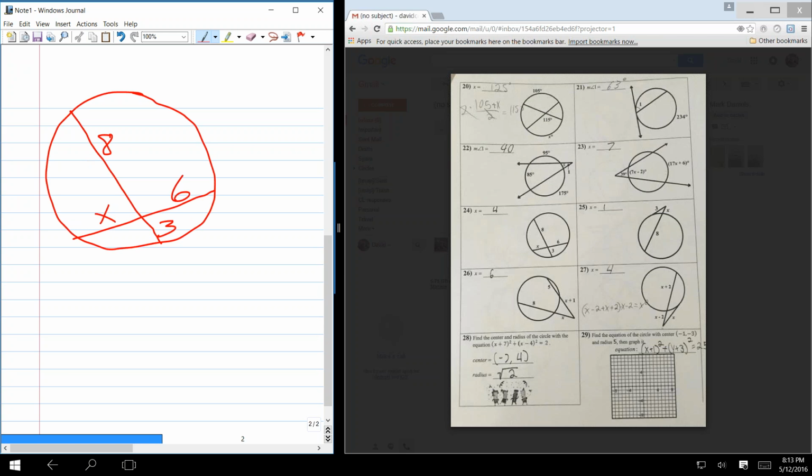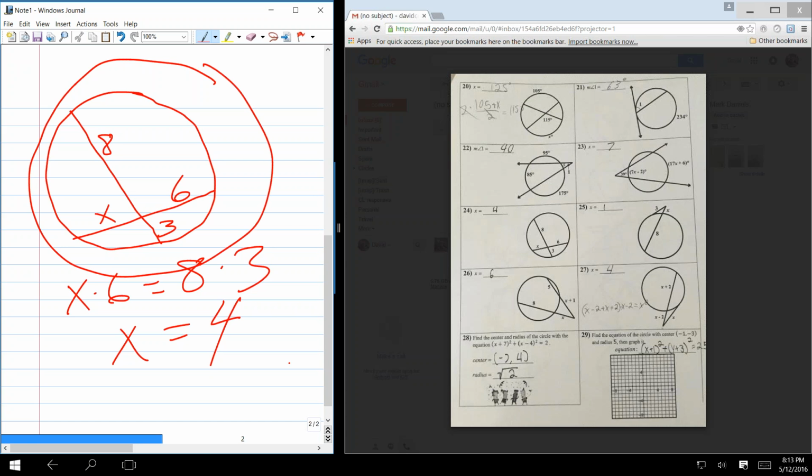What formula can you write? What equation can you write here? So you can do x times 6 is equal to 24. Equals 8 times 3. And then x equals 4. Cool. Now, that's real simple to remember. One segment times the other part of the segment is equal to this segment times this segment.